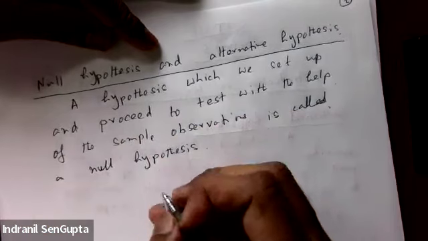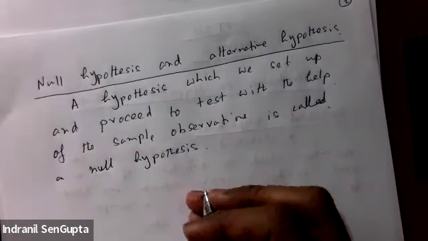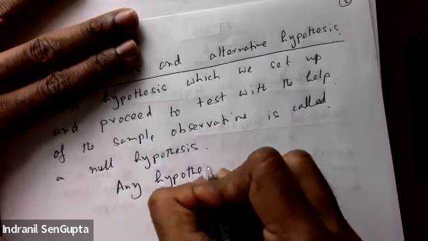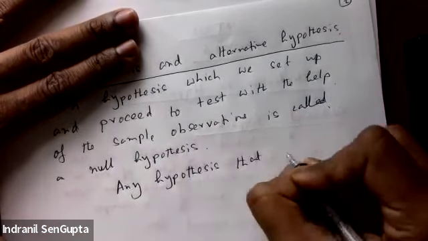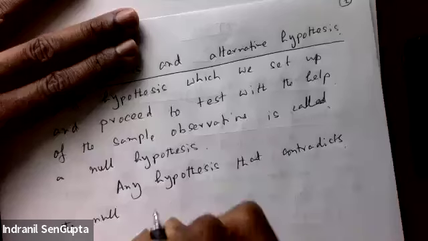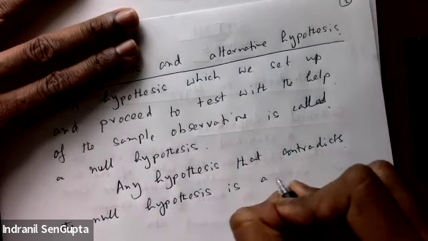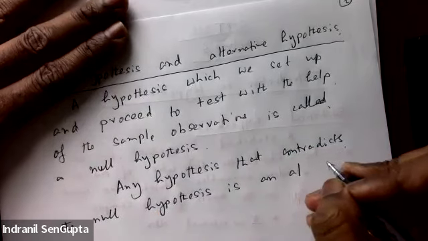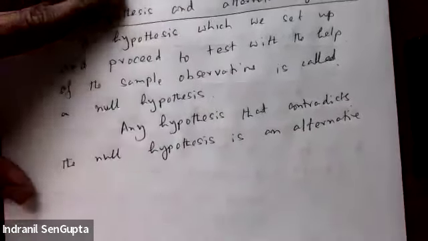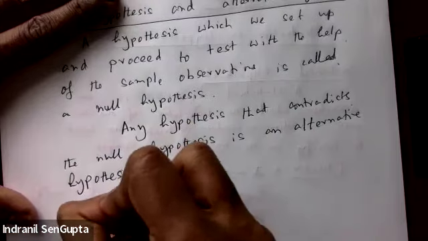Versus, any hypothesis that contradicts the null hypothesis is called an alternate or alternative hypothesis. It's a lot of definitions which we'll be using throughout this course.